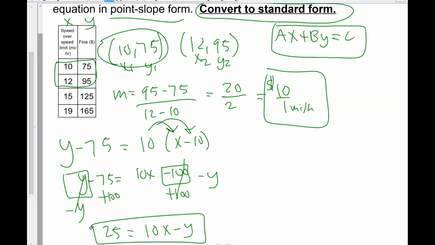I could find my x and y intercepts on this one by plugging in a 0 for x or a 0 for y, but it's in standard form because I've got that positive a value. X and y are both on the same side in terms of those terms, and then my other side is that constant c number. In this case, it's 25, okay? So that's how we look at that.